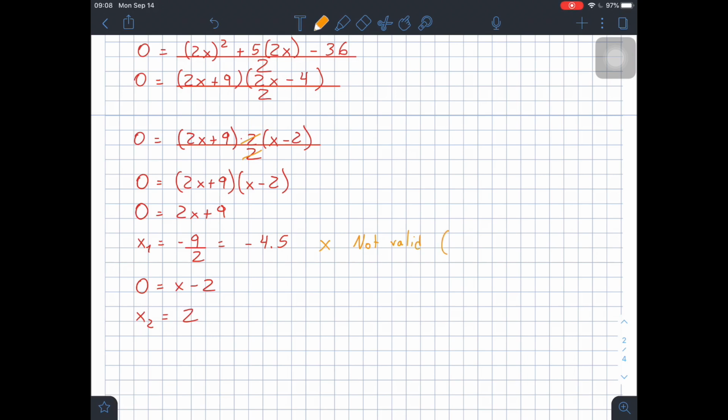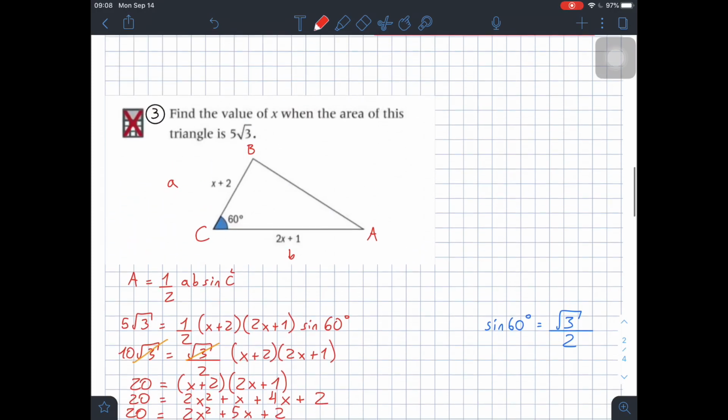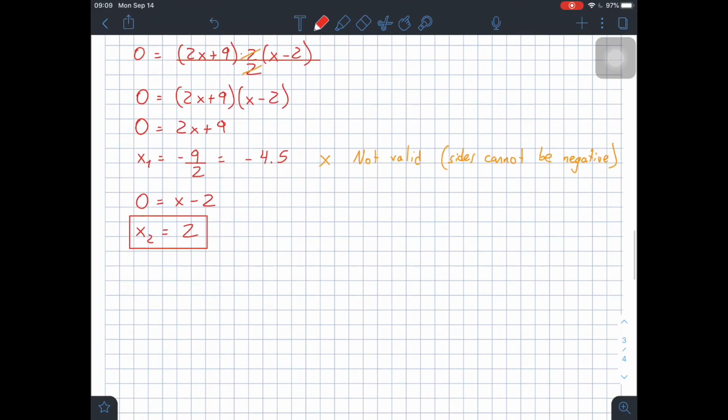Why? Sides cannot be negative. And for that reason, our only answer for this exercise is this one over here. Okay, so the value of x is 2. Find the value of x? Yes, so the answer is x equals 2.